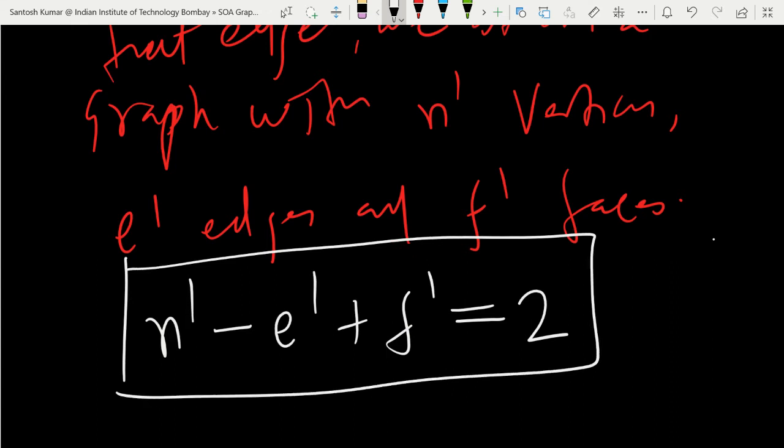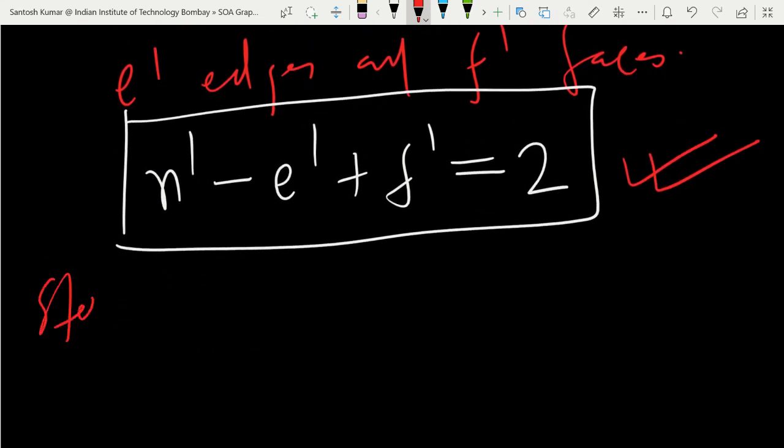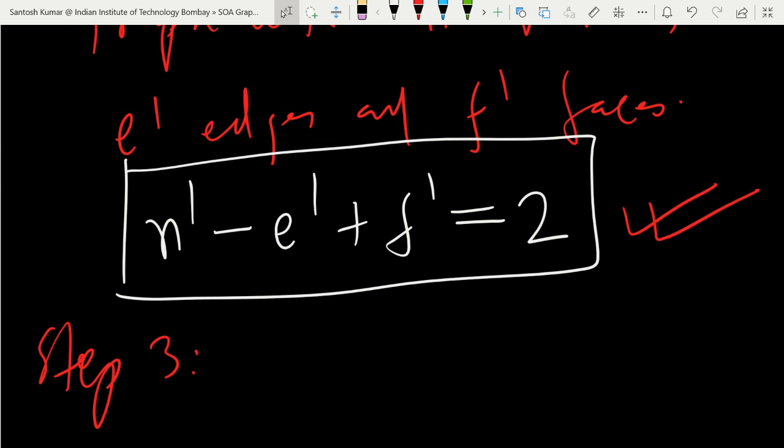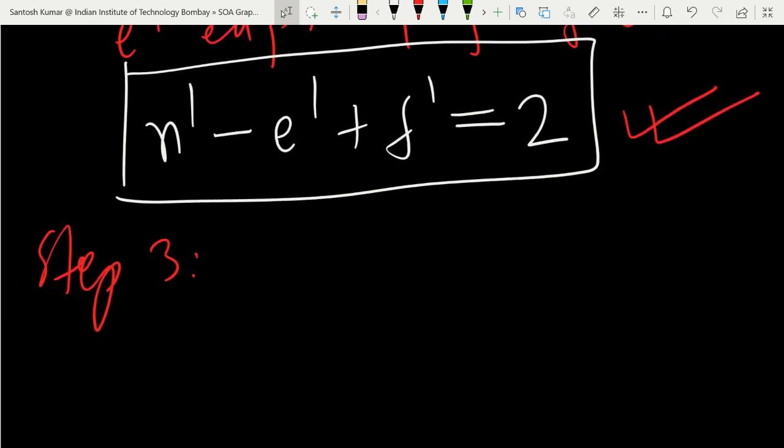This is the assumption step. So what we are saying here: there are n vertices in graph G. We are doing contraction of one edge, so we will be left with n minus 1 vertices in G dot e. In the induction step, you assume for n minus 1. So we assumed for n minus 1. Now step 3 is to prove for n. So in step 2 we assume for n minus 1, and in step 3 we prove for n. So now the main thing we have to prove is n minus e plus f is 2.